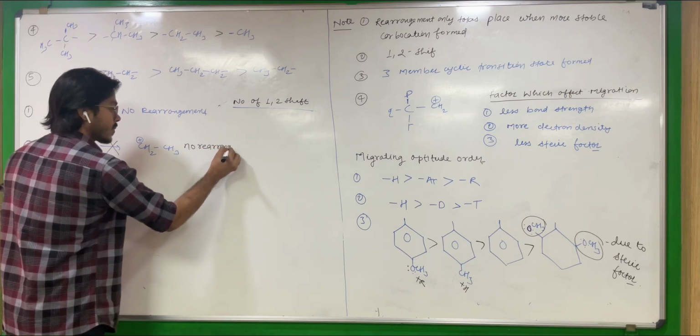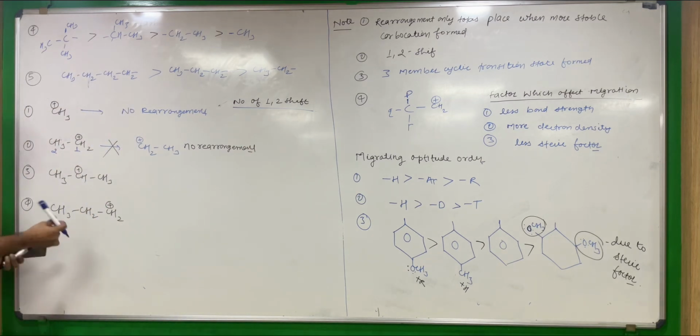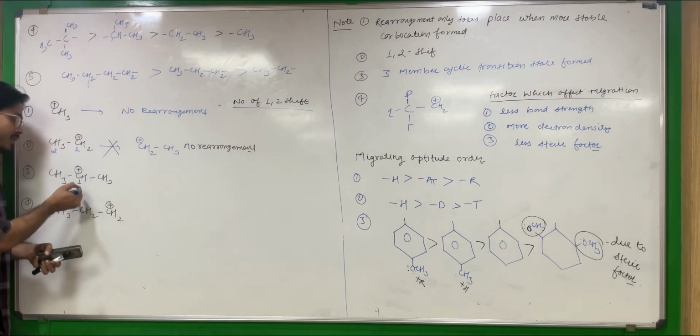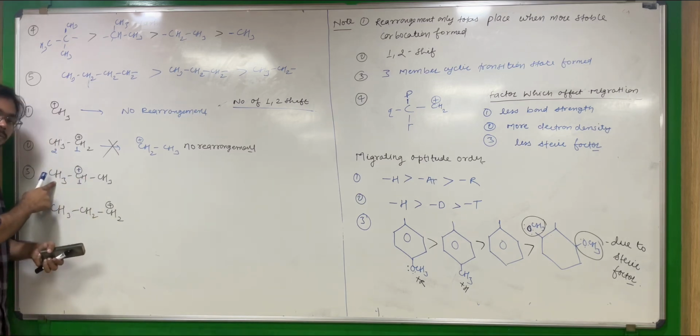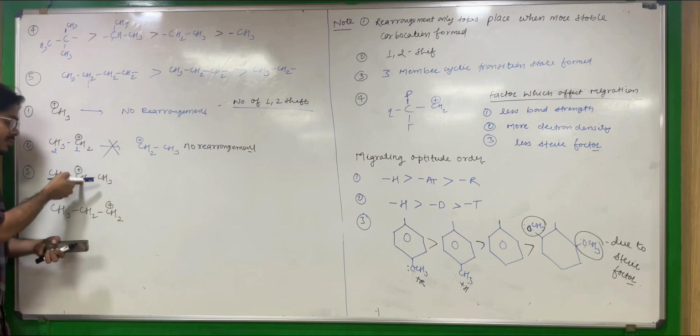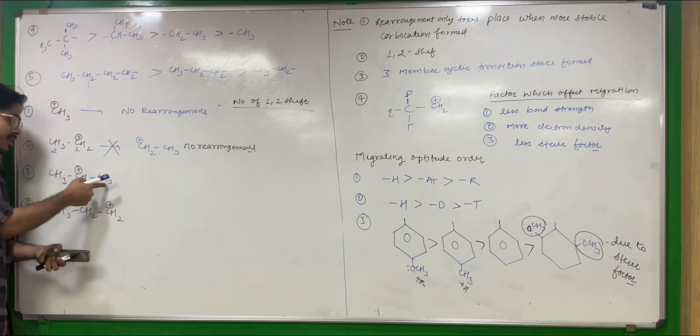Now tell me in this case, this has a positive charge. This is carbon number 1, this is carbon number 2, and here also this is carbon number 2. If you shift this positive charge here, it will become less stable. In this case, more alpha hydrogens are present. On this carbocation there are 6 alpha hydrogens.